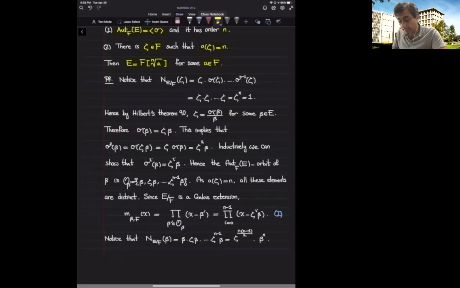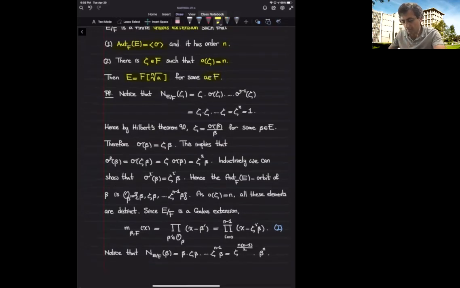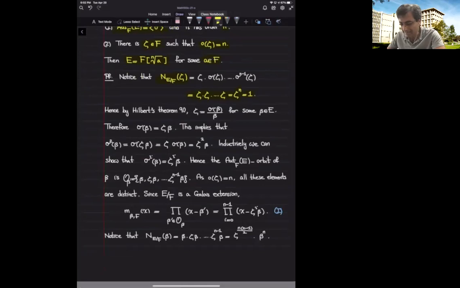Okay, so how can I do it? The magic comes from this nth root of unity. Remember, the norm of an element inside the base field is that element raised to the power of the degree of the field extension. So the norm of zeta is zeta times zeta times zeta, which is zeta to the power n, the degree of the field extension. But zeta is also an nth root of unity. So zeta to the n is 1. So the norm of zeta is 1. Now I can apply Hilbert's theorem 90. So zeta can be written as sigma of beta over beta for some beta inside E.